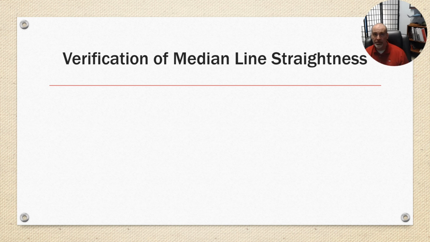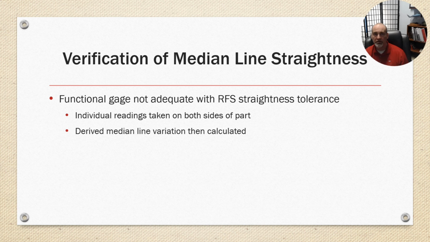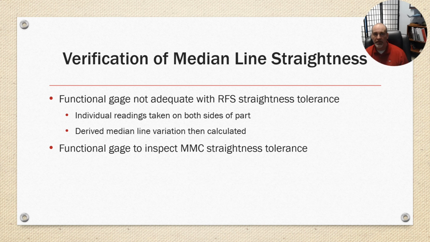Okay, verification of median line straightness. Functional gauge, if it's not adequate, with RFS straightness tolerance, regardless of feature size. Individual readings are taken at both sides of the part. Derived median line variation is then calculated, and a functional gauge to inspect MMC straightness tolerance.